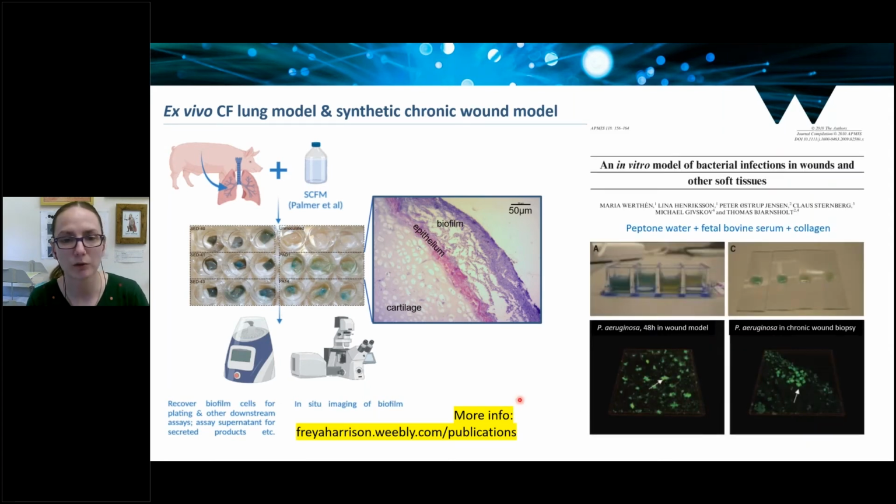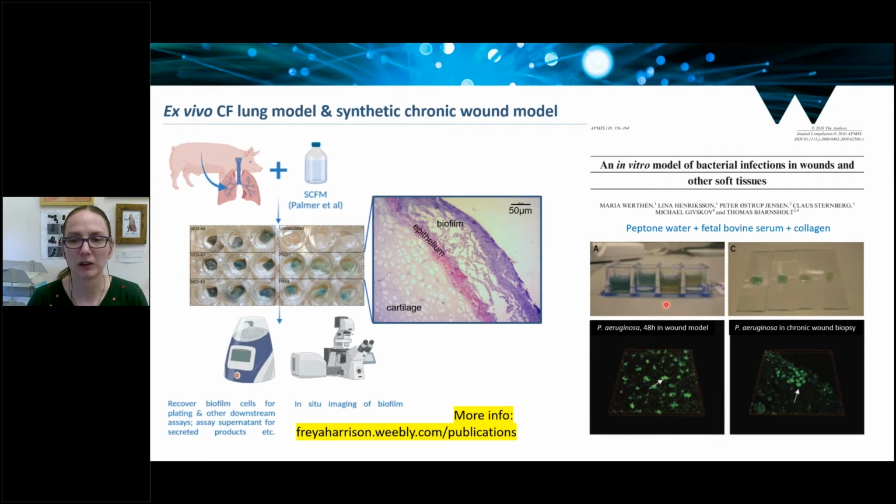The model of chronic wounds that we use for our work on diabetic foot ulcers was developed by another research group, and this has been published. It combines synthetic wound fluid, which is a liquid made from fetal bovine serum and peptone water, so it mimics wound exudate, and that's combined with collagen to solidify this wound fluid into a small jelly-like plug, which you can put in a standard microtiter plate, 24-48 well plate, infect with bacteria, here Pseudomonas, and form a biofilm.